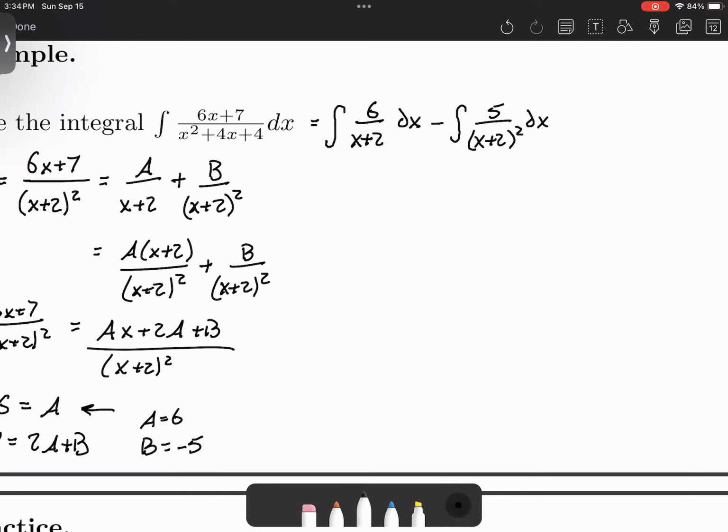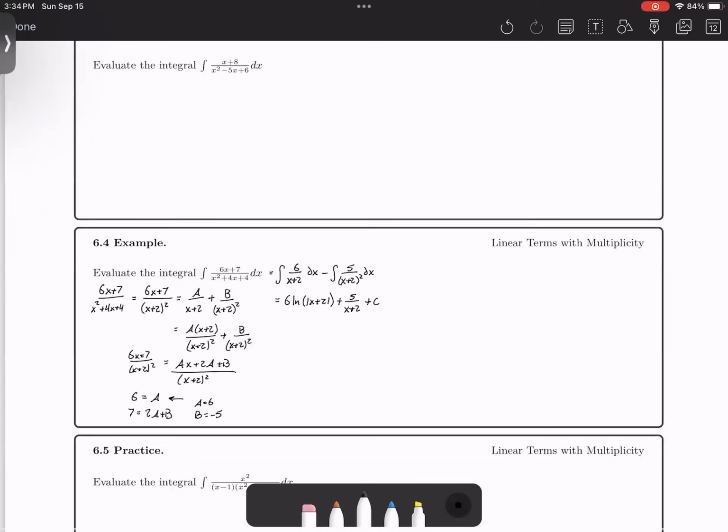Now, our first fraction is going to antidifferentiate as a natural log. We have 6 times the natural log of the absolute value of (x + 2). The second fraction is going to antidifferentiate via a u substitution as minus 5, so it ends up being plus 5 over (x + 2), with our arbitrary constant plus C. So the main difference here is anytime you have a linear term, or really any term, that occurs with extra multiplicity, right? If it's (x + 1) squared or (x + 3) cubed, you create a new fraction for every multiplicity.